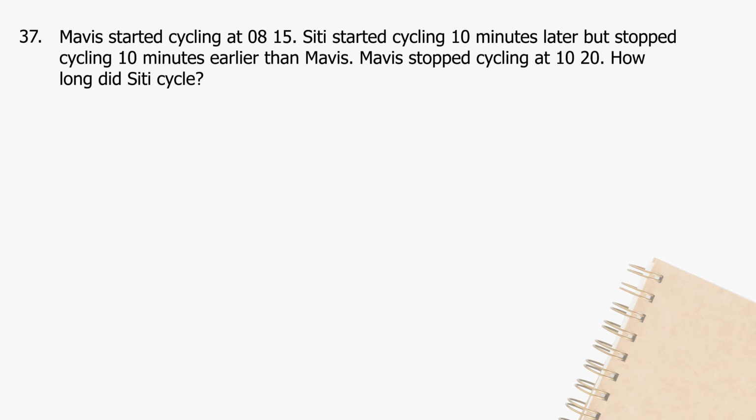Question 37. Mavis started cycling at 08:15. City started cycling 10 minutes later, but stopped cycling 10 minutes earlier than Mavis. Mavis stopped cycling at 10:20. How long did City cycle?